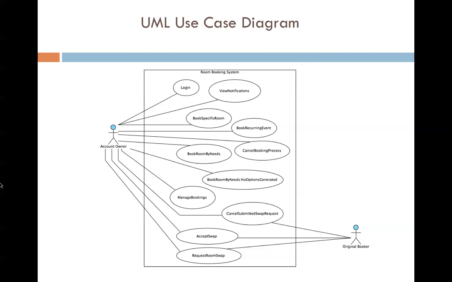An actor of a system is an entity that interacts directly with the system. The actors of our system include the account owner and the original booker. The account owner represents the current user that is able to log into the room booking system via his or her university account details, while the original booker refers to one that has booked a particular room and is contacted by the current account owner for a request of swapping rooms.